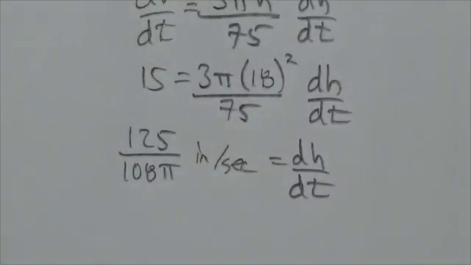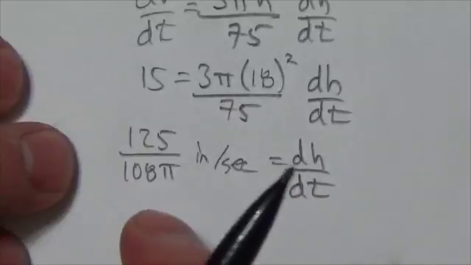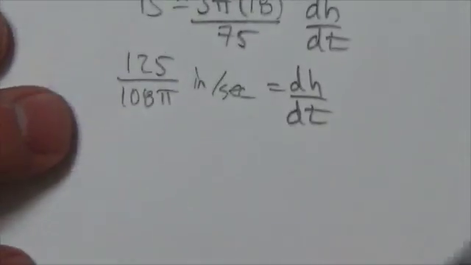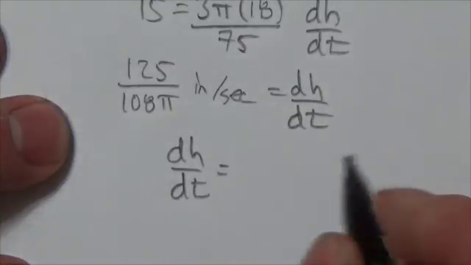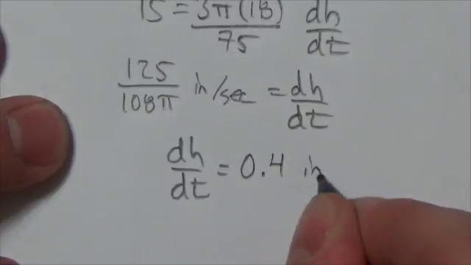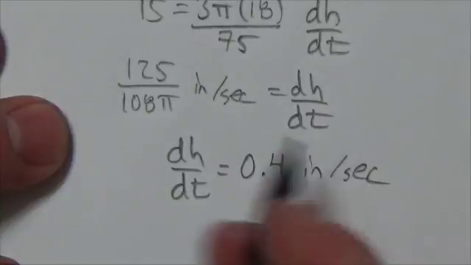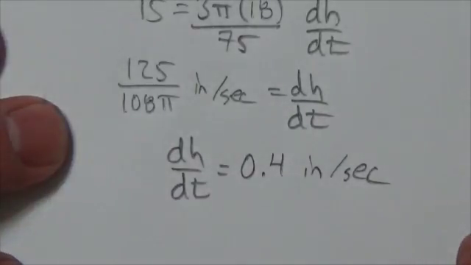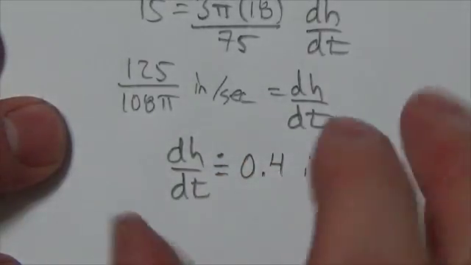Now, I'm going to convert this to a decimal here just so that we've got it. So this number is great. It's important. I want you to be able to write these things in exact form. But you know what? It probably is easier for you to get your head wrapped around something like 0.4 inches per second. Probably can see that a lot clearer than you can see the 125 over 108 pi inches per second. And this is approximate because I had to round that. Okay, there you go.